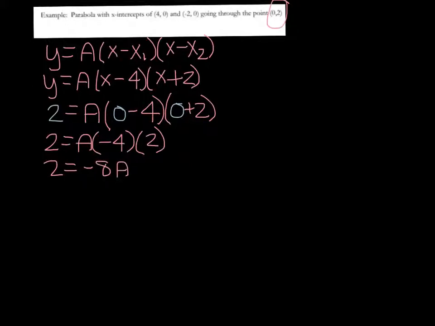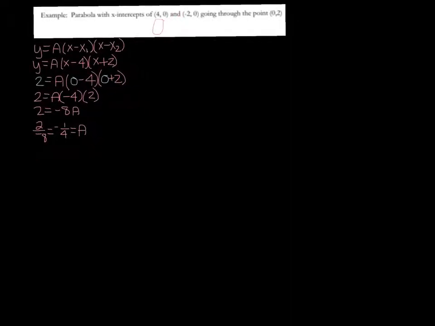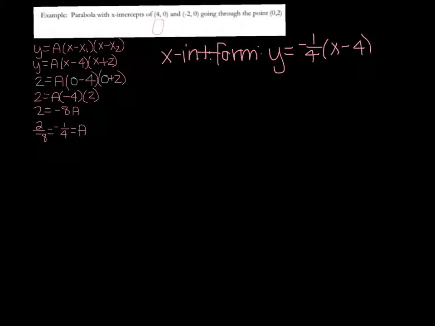So the final step would be to divide both sides by negative 8. 2 divided by negative 8 is the same thing as negative 1/4. So that means that a is negative 1/4. So we started with x-intercept form, which means when we plug this back in for x-intercept form, it's going to look like this. We're going to have y is equal to negative 1/4, and then parentheses, x minus 4 times x plus 2.